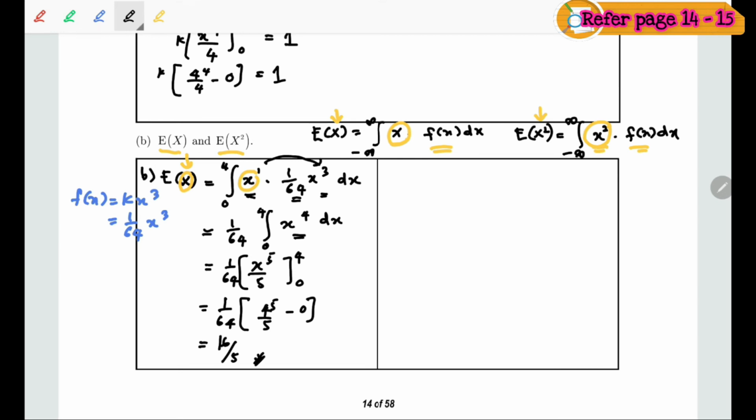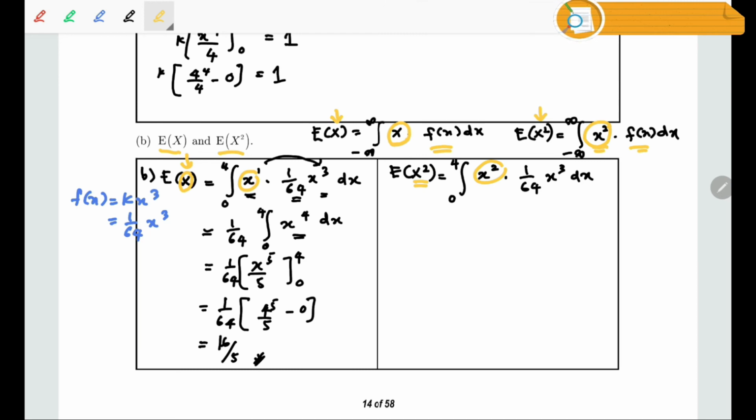Then we proceed with the expected value of x squared. To find E(x squared), we integrate from the lowest limit, which is 0, to the uppermost limit, which is 4. We have to remember to multiply x squared with the given function, which is 1 over 64 of x cubed dx. Just remember x squared when we find the expected value of x squared. Alright, so we're going to simplify: x squared multiplied with x cubed. And since we have 1 over 64, I will just take out the 1 over 64 outside here.